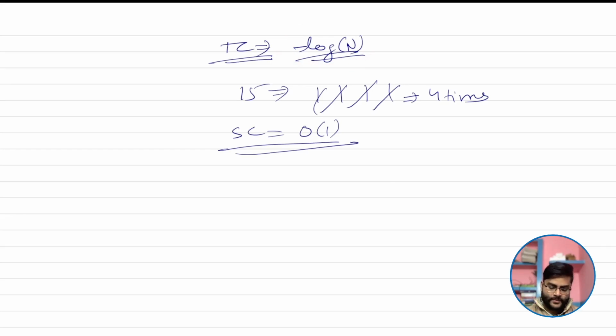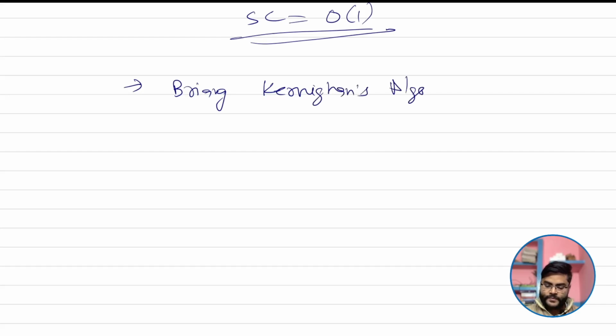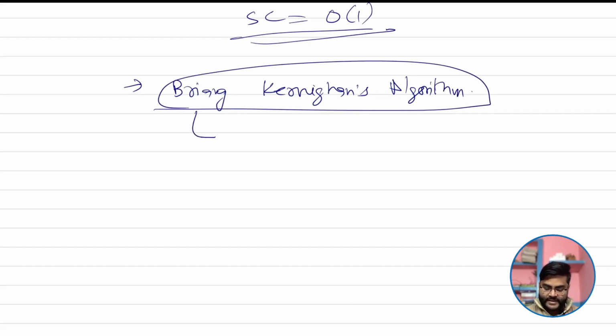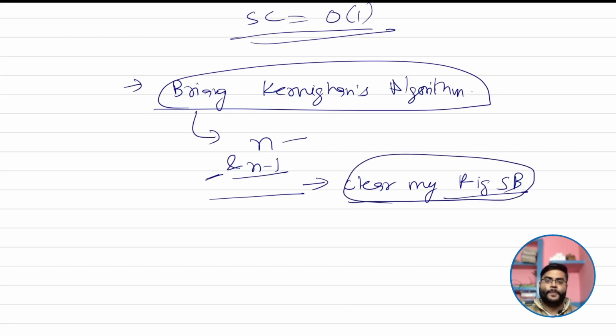So we have one algorithm which I guess we have already discussed. If not, it is Brian Kernighan's algorithm. What does this algorithm say? This algorithm says that if I take n and do AND with n minus 1, it will clear my rightmost set bit. And that we will use for this problem.